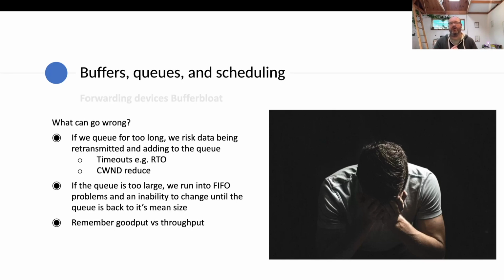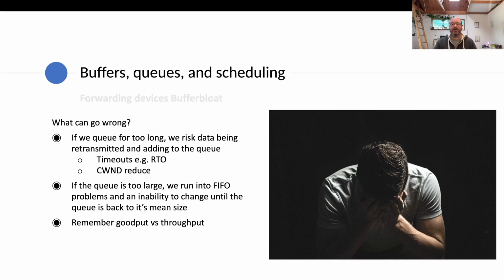If we queue data for too long, we risk the data being retransmitted again and adding to the existing queue. So think about timeouts. Your retransmission timeout is roughly 2 times the round trip time at any point in time. It is a moving average, a smoothed round trip time. But every time we get a timeout, most algorithms today will reduce the congestion window. And by how much? It could be 1/8, it could be half, depending on the algorithm that you're using.